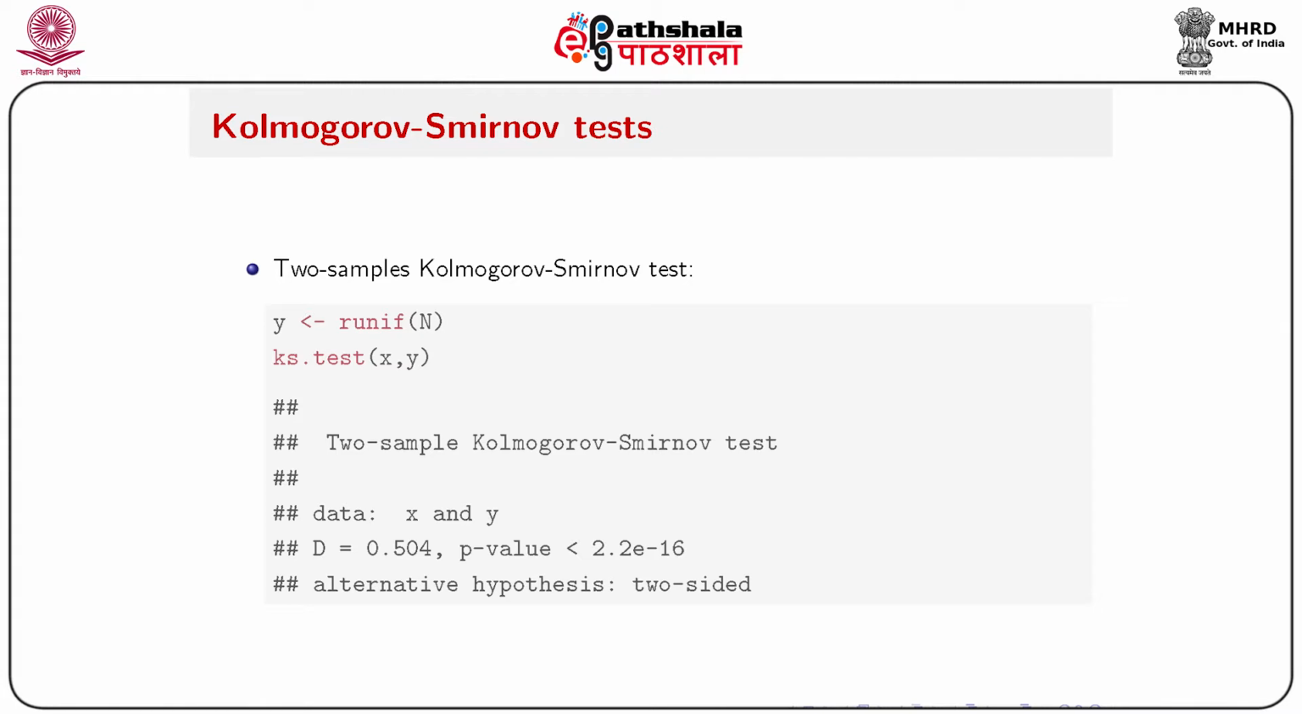The two-sample Kolmogorov-Smirnov test can be applied by passing two variables together, separated by a comma. Say another variable, y, you can generate from a uniform distribution of the same length, and pass x comma y: ks.test(x, y). That will give you the D and the p-value, with a two-sided test by default. The p-value is much less than 2.2 to the power minus 16, so it is almost 0. So it is statistically significant.